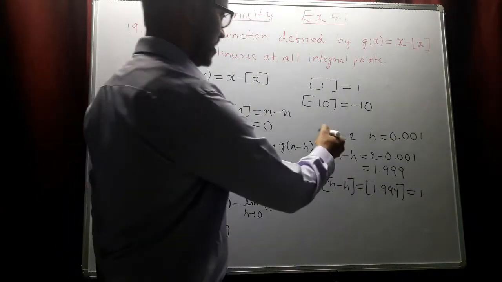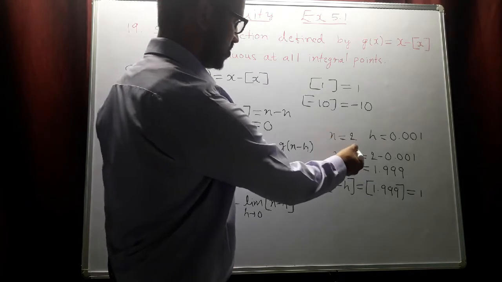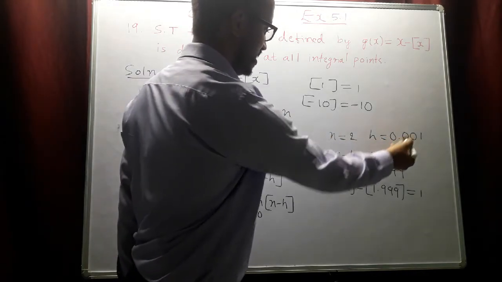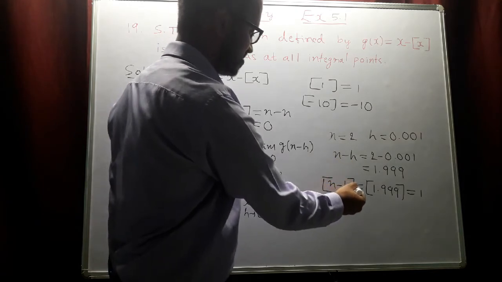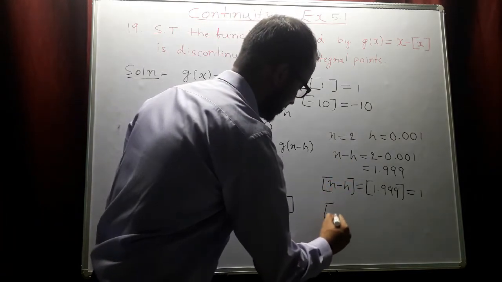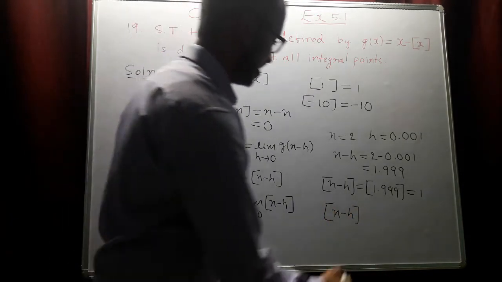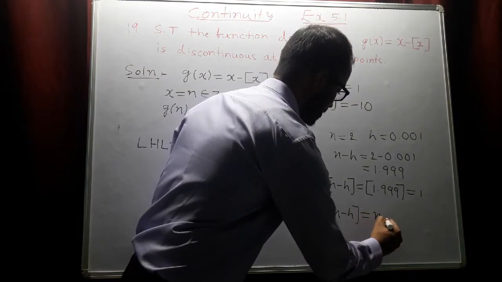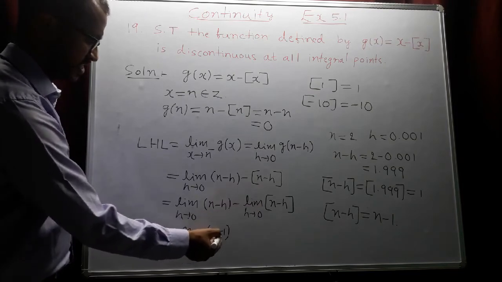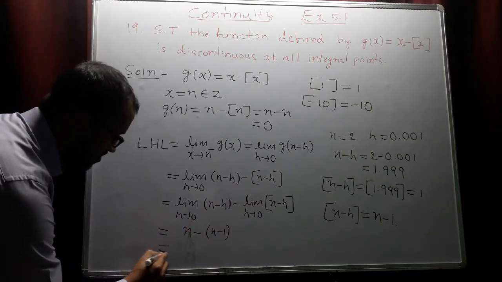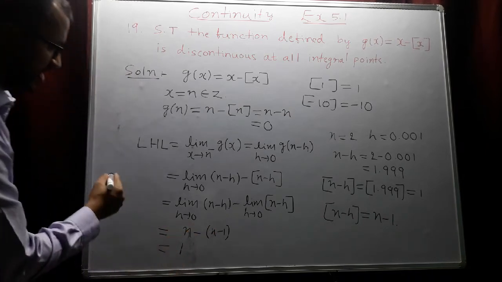So this is a general example. If you take any integer and subtract a small quantity, then the greatest integer less than or equals to n minus h becomes what? In general, we can write the greatest integer less than or equals to n minus h will be n minus 1. That is what I have written here. If you simplify, what will we get? n will get cancelled. So the left hand limit is 1.